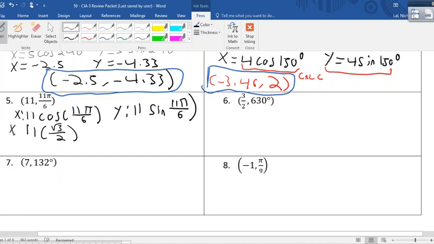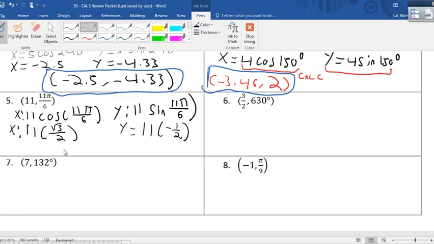So x is equal to 11 times root 3 over 2. Y is equal to 11 times the sine of 11 pi over 6, which should be 11 times negative 1/2. So we should have rectangular coordinates of 11 root 3 over 2 as our x coordinate, and negative 11 halves as our y coordinate.